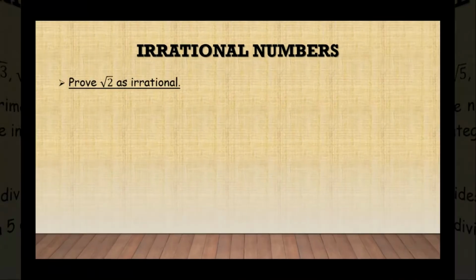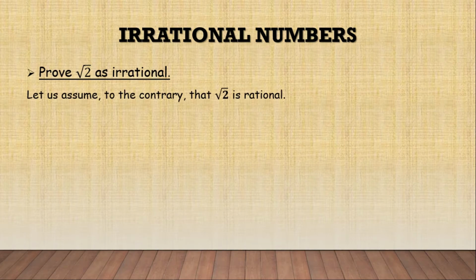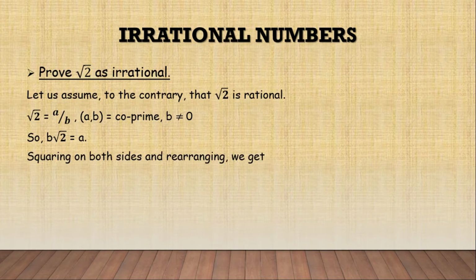Let us now prove our next theorem, which is root 2 is irrational. We shall be proving this by method of contradiction. Let us assume to the contrary that root 2 is rational. Then root 2 will be equal to a by b, where a and b are co-prime and b is not equal to 0. So b root 2 equals a. If we square both sides, we will get 2b square equals a square, or b square equals a square by 2.